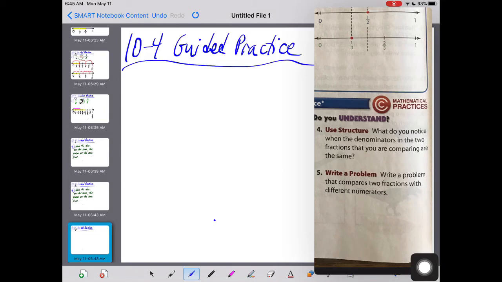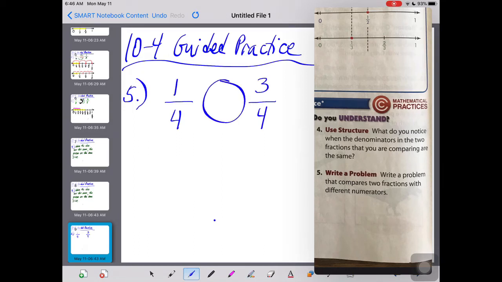All right. So this one says two different numerators, so I'm just going to go for that. So number 5. I'm not going to go too crazy here, so I think I'm going to have the denominators be the same. So I'm going to do fourths, so I'll make the denominators the same, and I'll have 1/4 to 3/4. Let's do that one. I don't know what you did, but that's what I did.